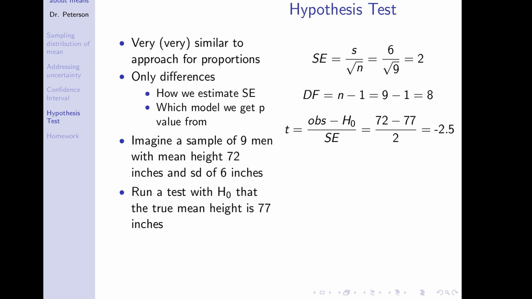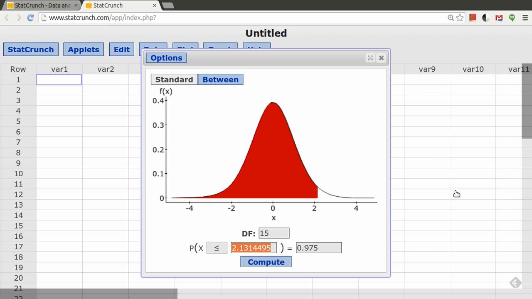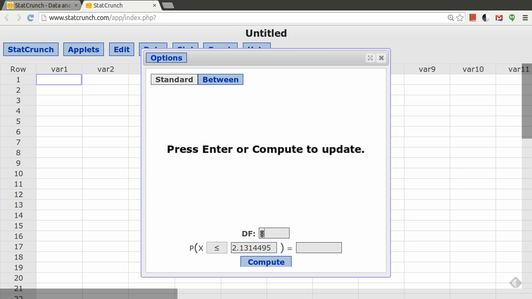And now we want to find out how likely that is. So what is the probability of getting a t statistic with 8 degrees of freedom that is less than or equal to negative 2.5? So we're again going to go to StatCrunch. Instead of working with our values there, we're going to plug in our 8. Okay, now we want less than or equal to negative 2.5. I'm going to click Compute.